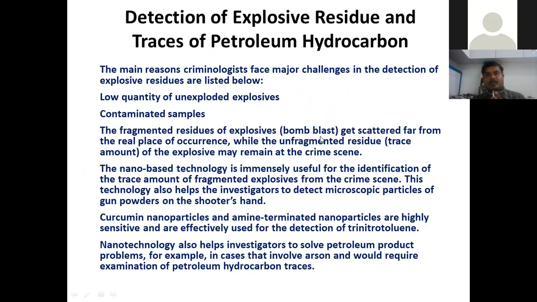And that is the detection of explosive residues and traces of petroleum hydrocarbon, because petroleum-based bombs are developed a lot. So we want to identify whether petroleum-based products are there in their bags. Mostly at airports, and during Republic Day and Independence Day, the security people check all the bags for any explosives.